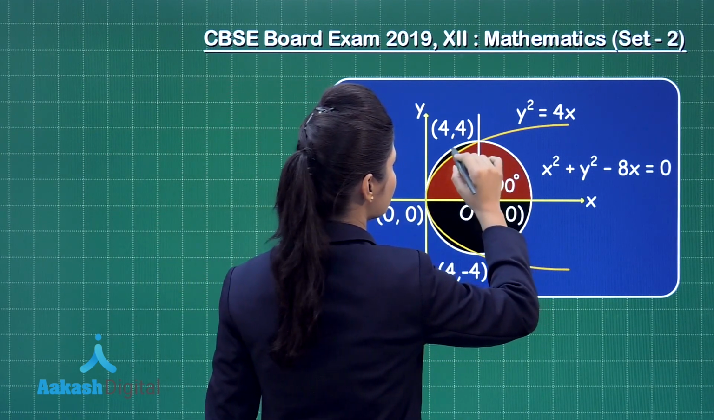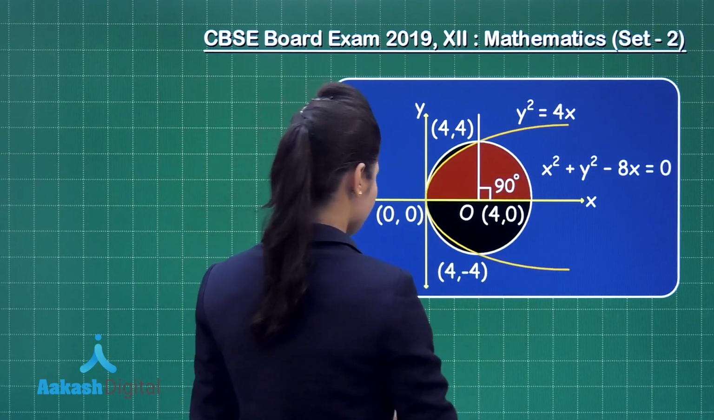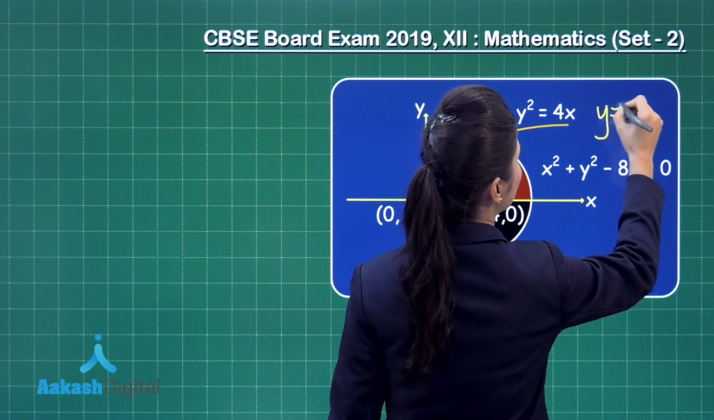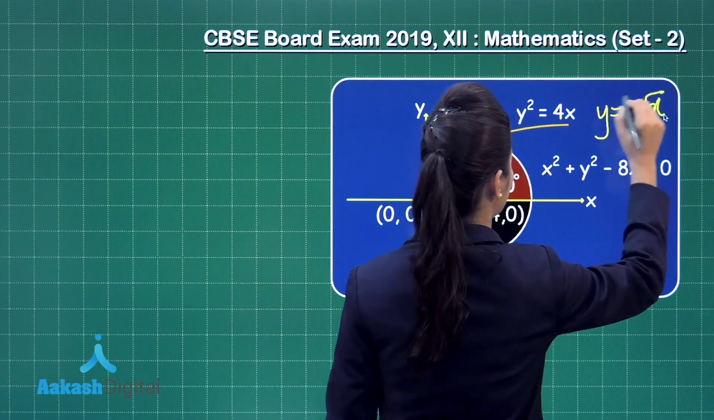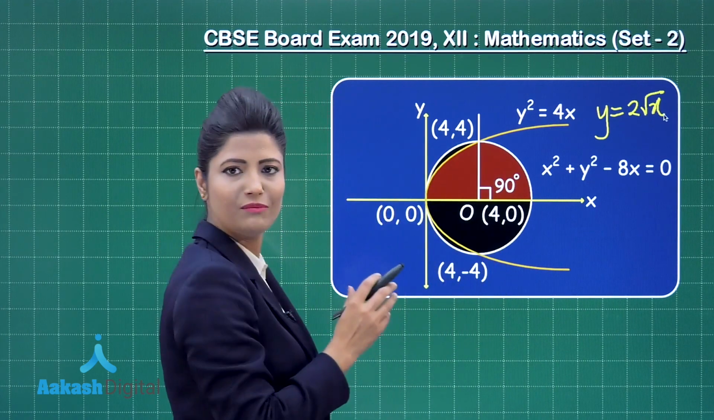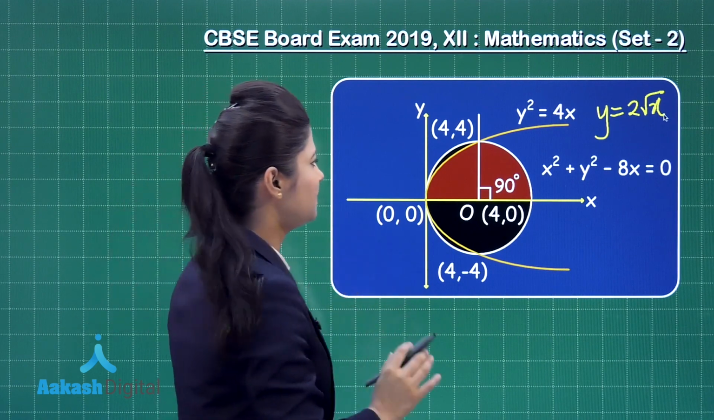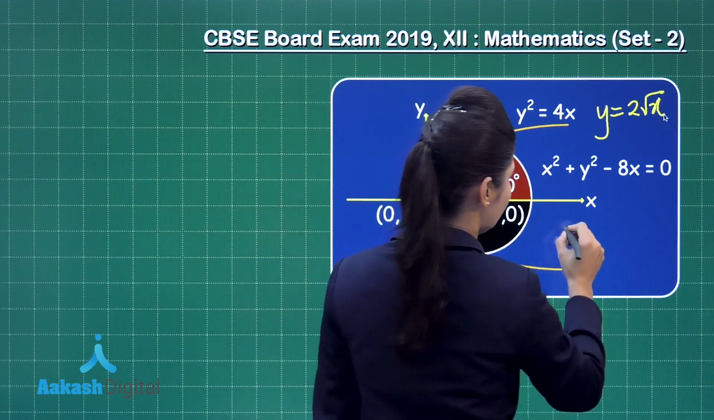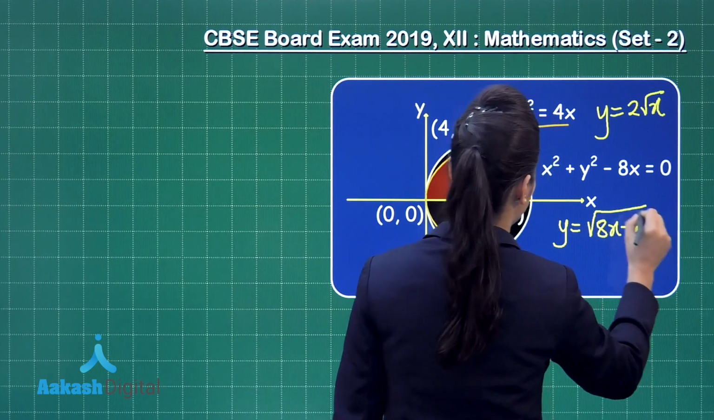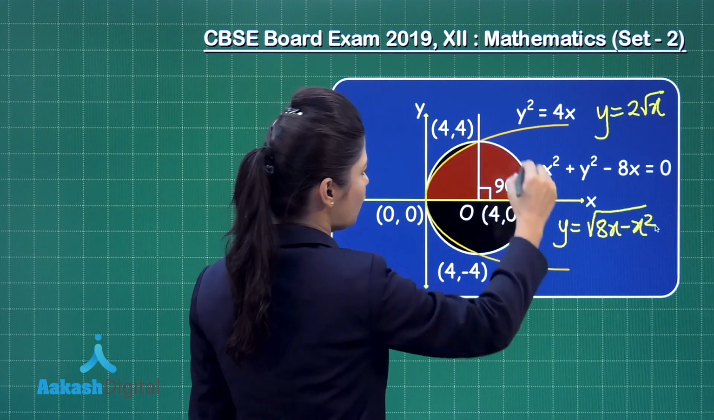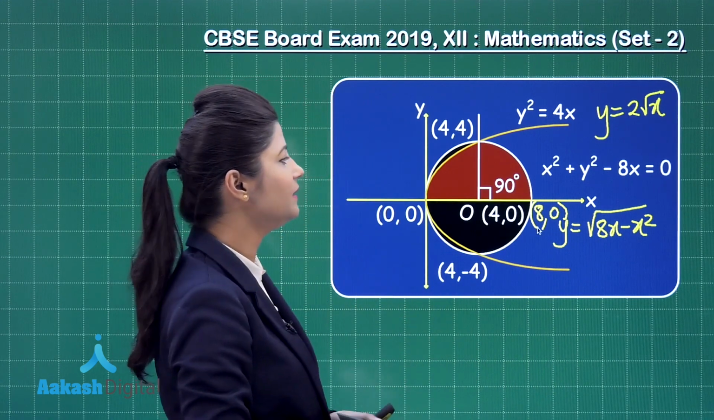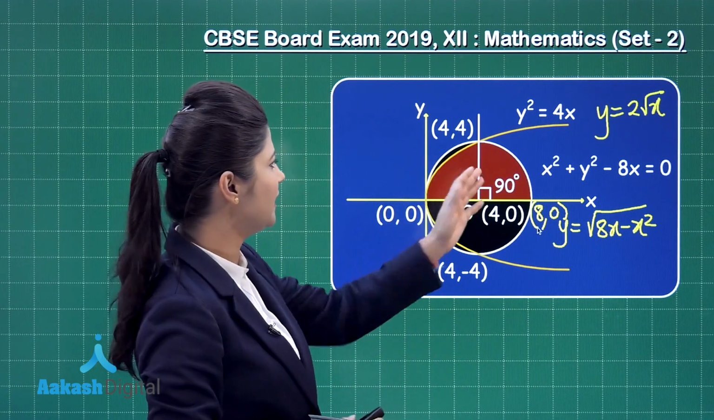Very first, I will be considering this equation of the parabola. Here in this case, y can be considered equal to 2 root x using the equation of the parabola. If I find the integral of this from 0 to 4, that will give me the first half of this region. After that, I will be taking the equation of the circle where y is equal to square root of 8x minus x square, where I can take the limit from 4 to 8. Now on solving this, you will obtain the required area.